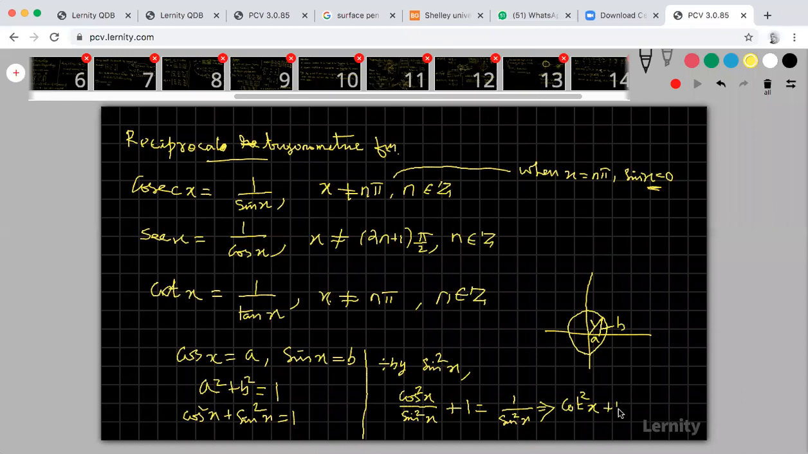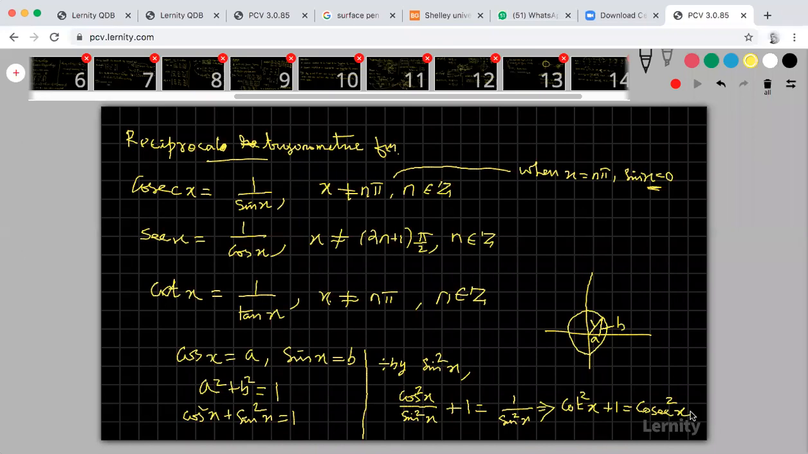plus 1 equal to, okay, 1 by sin square. What is your 1 by sin? 1 by sin means cosecant. 1 by sin square means cosecant square. Are you okay? cot square x plus 1 is equal to cosecant square. 1 plus cot square is equal to the cosecant square.